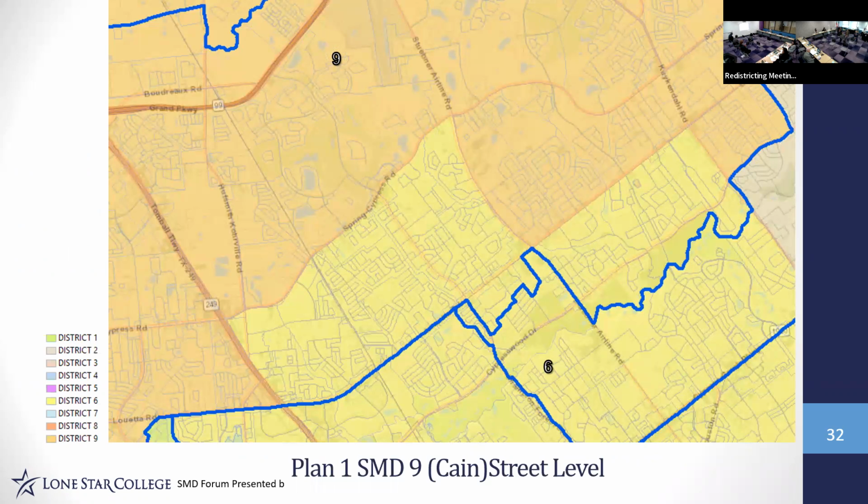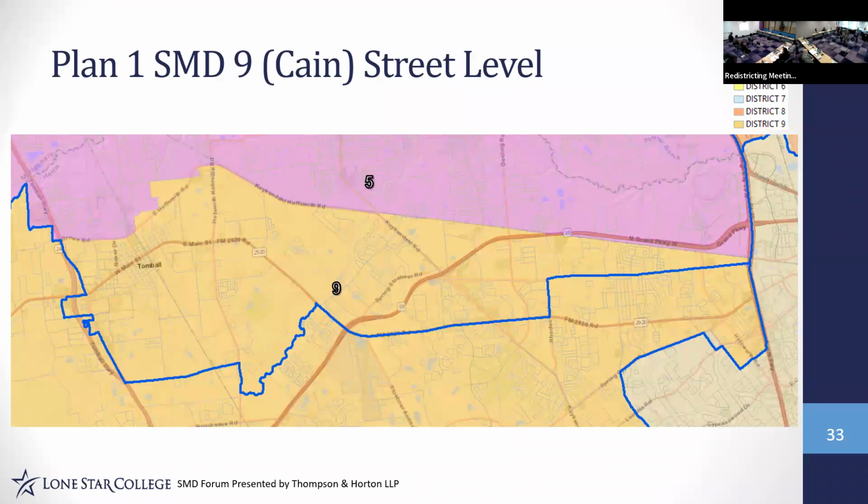And then we continue down Spring Cypress Road to make 6 a little larger. Spring Cypress, Luetta Road. We've got some population, some density here that we moved into 6. And keep in mind, 6 is one of our influence districts as well. So we looked for pockets of population so we could keep the balance that we needed in District 6 as well while we moved population. Next slide, I believe.